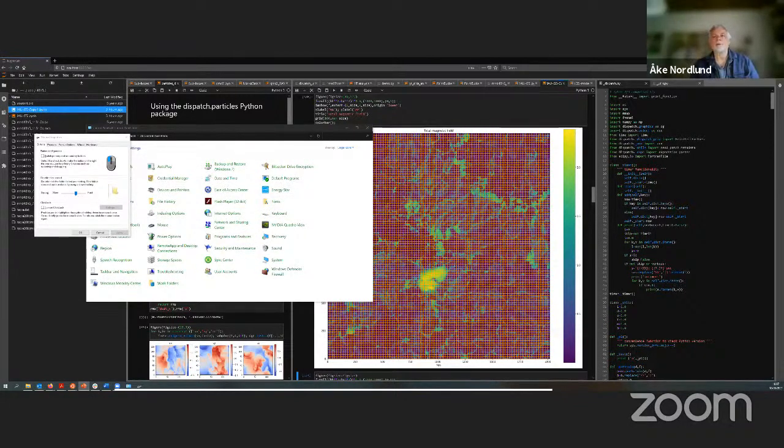Let's redo the screen share. Screen share. I come behind my other screen here.